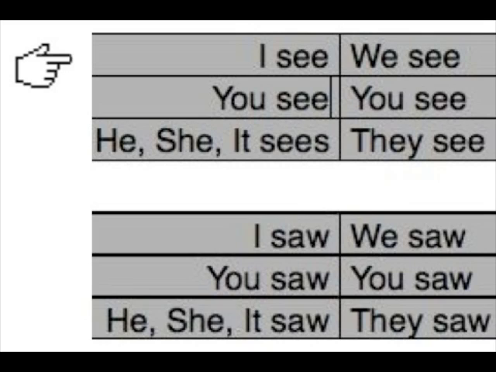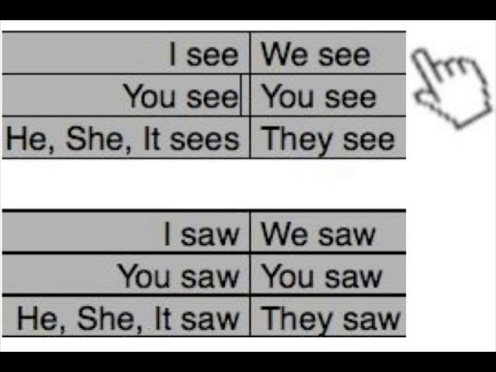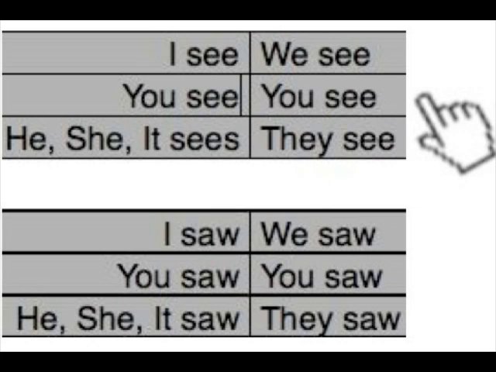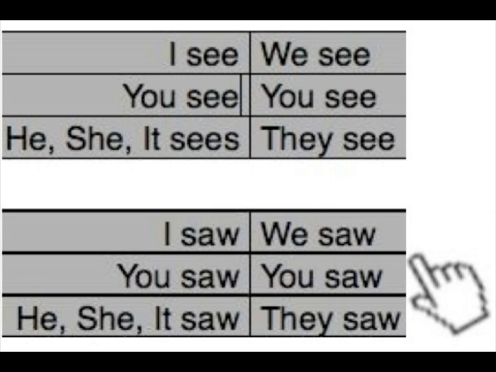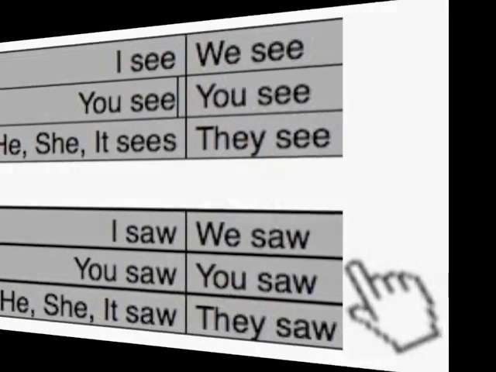I see, you see, he sees, she sees, it sees, we see, you see, they see. And of course, there's also a past tense to the verb to see. It is the conjugation form saw for every subject when talking about the past. I saw, you saw, he, she, it saw, we saw, you saw, they saw.